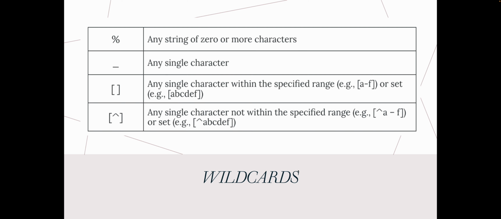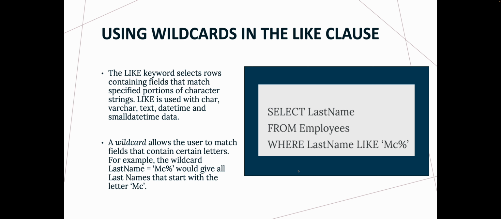So for example, we're going to use this percent sign. This is showing the select and then the where clause, with the last name in employees. We're going to be searching in the last name column with this percent sign wildcard with the MC. So it's going to pull any employee with the last name starting with MC. It's going to pull up for us.